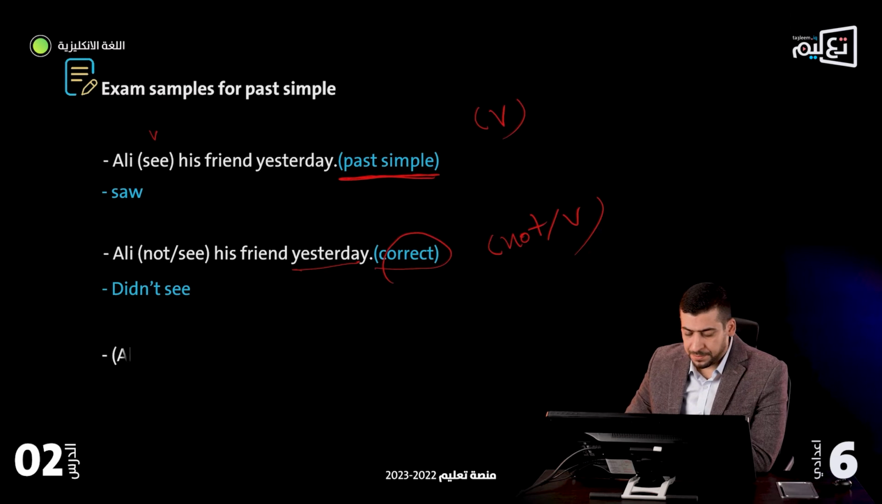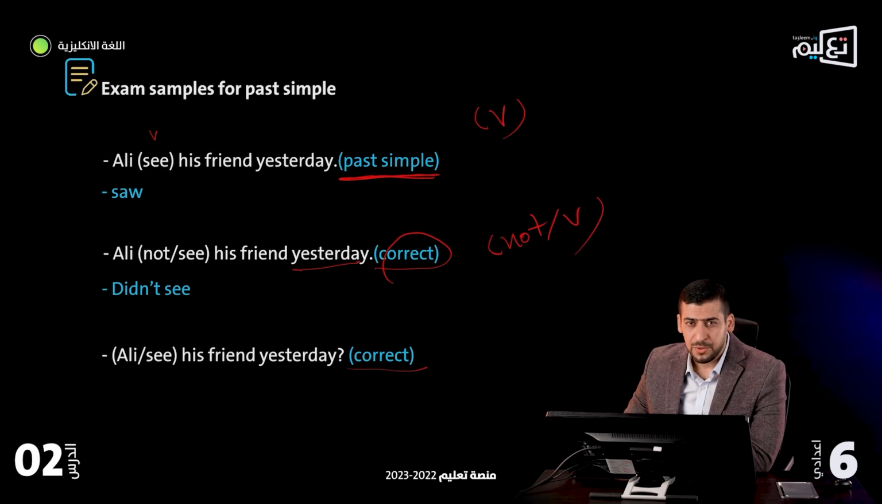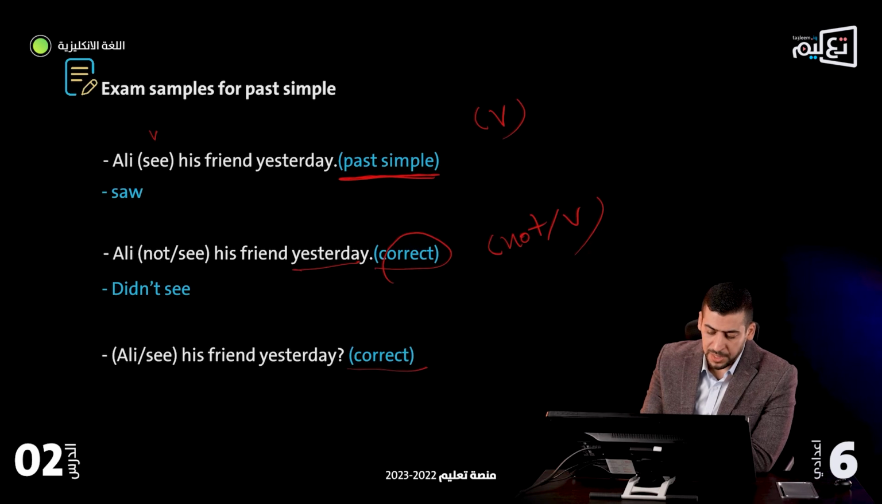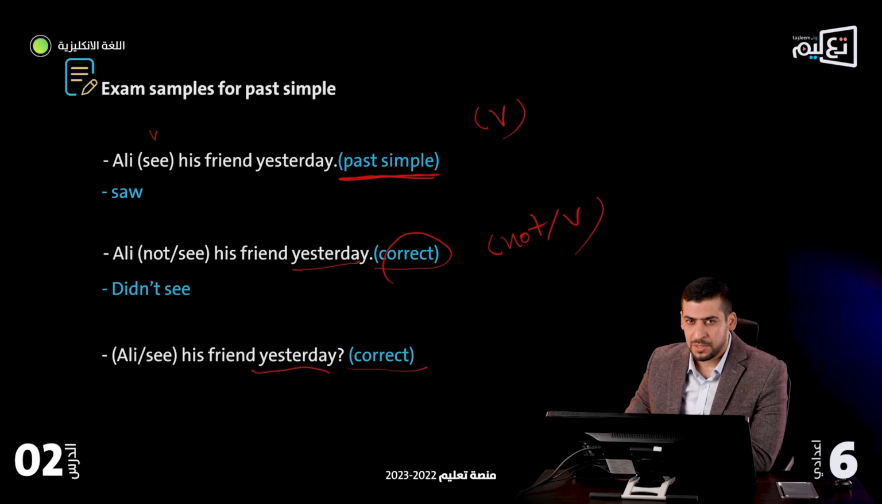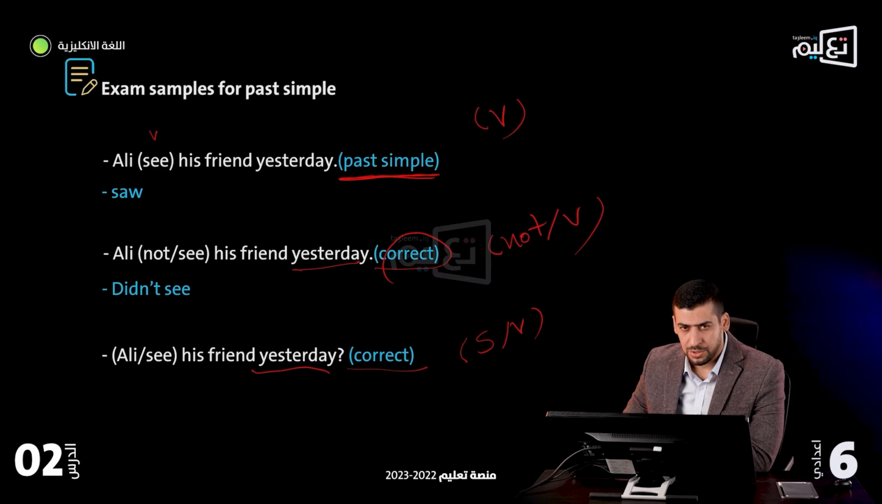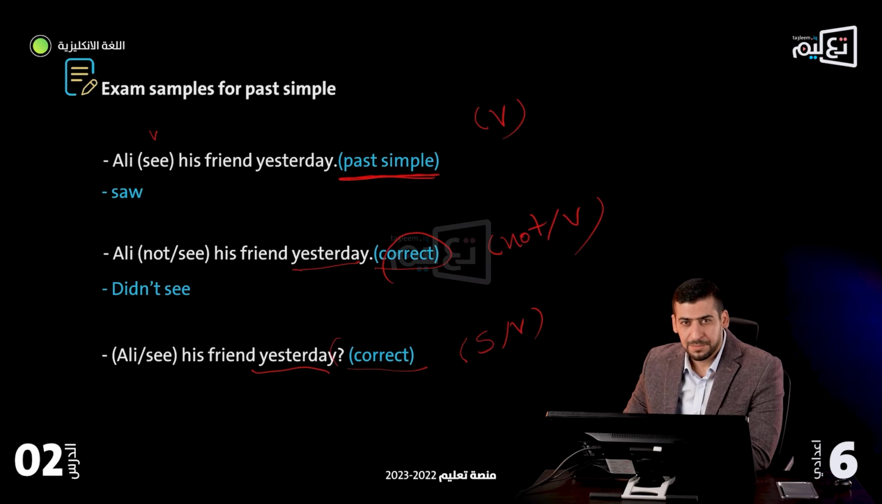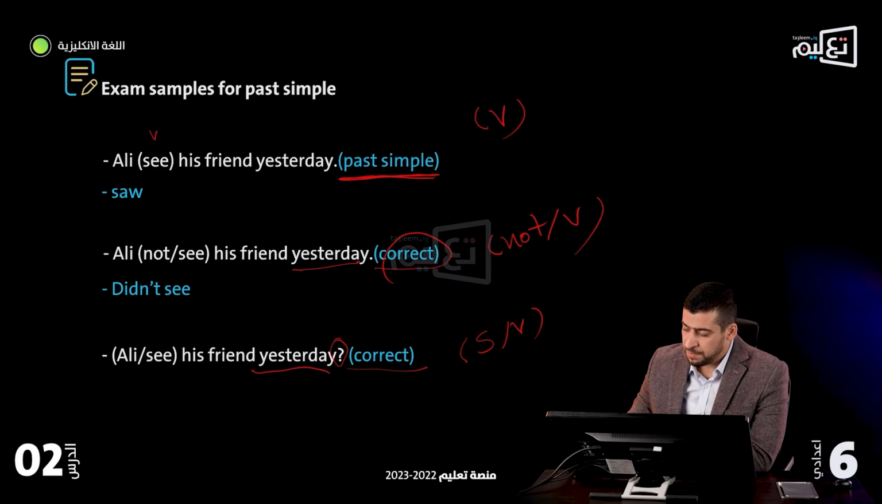Another example, also using correct, where you don't know what tense you have to deal with here, but the timeline yesterday also refers to the past simple. But this time you have in the brackets the subject and the V. That means you are at the question situation. And if you miss that also, you can just look simply at the question mark over here. It's going to tell you that you need to deal with the question form. Remember, my dear student, in the past simple, you need to put the auxiliary verb first, then the subject, then the base form. So, did Ali see?